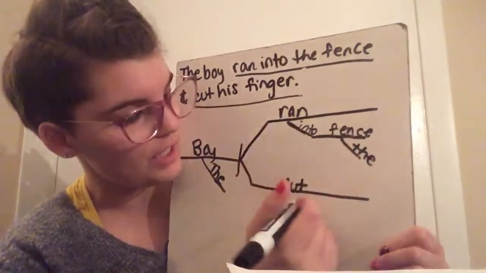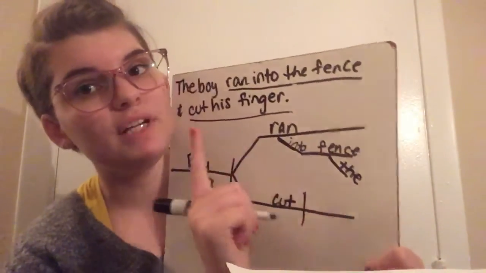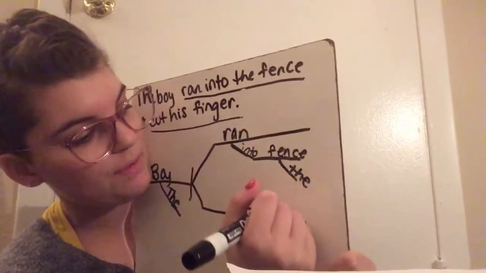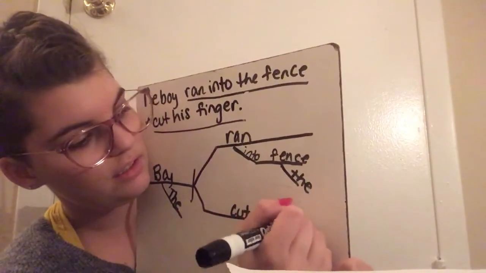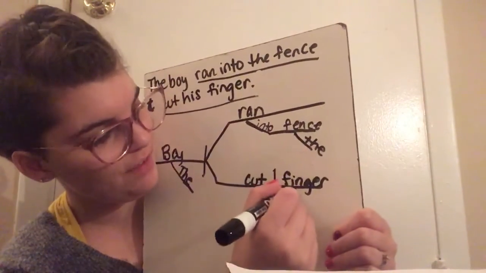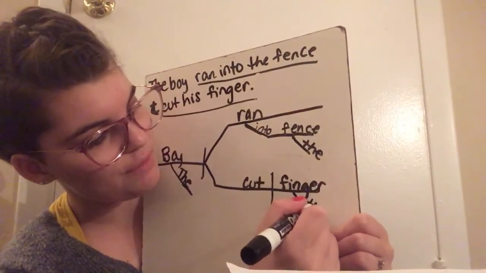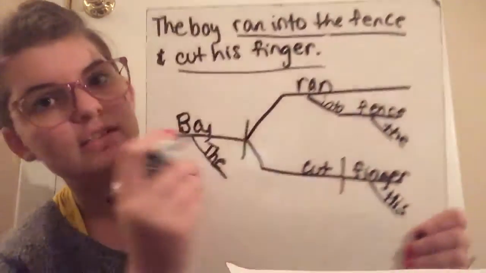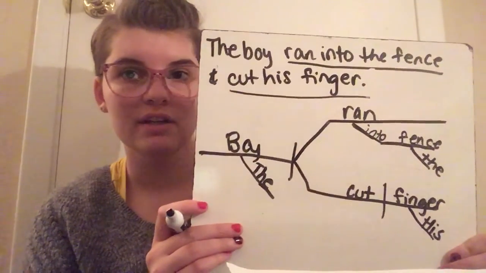He cut his finger. What did he cut? This one, because there's no preposition there, this one is a direct object. He cut the finger. What finger? Offshoot, to show the modifier, his. Okay? Does that make sense to you?